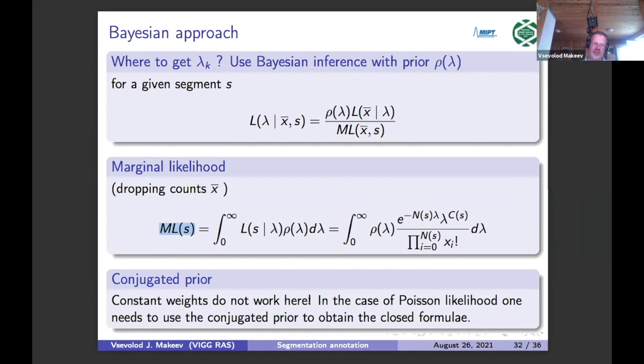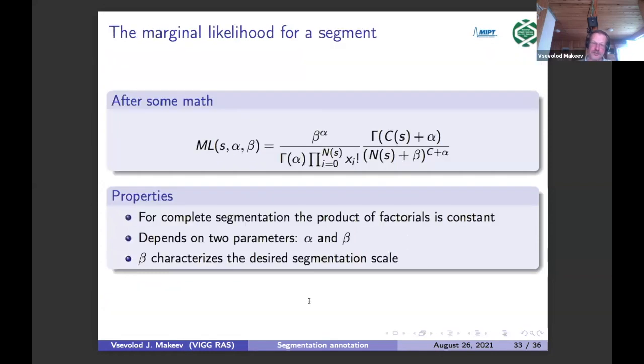And this is the topic of conjugate priors in the field of Bayesian statistics. You can take integrals analytically if you select good priors, and in the case of Poisson likelihood, you have to select priors from the gamma distribution. And if you consider this, you may have this kind of a marginal likelihood, and again the prior is also two-parametric. One parameter is related to the expectation of the length of the segment, and the other parameter is related to the expectation of the number of counts within the segment. So you've got a bit more complicated factor here.